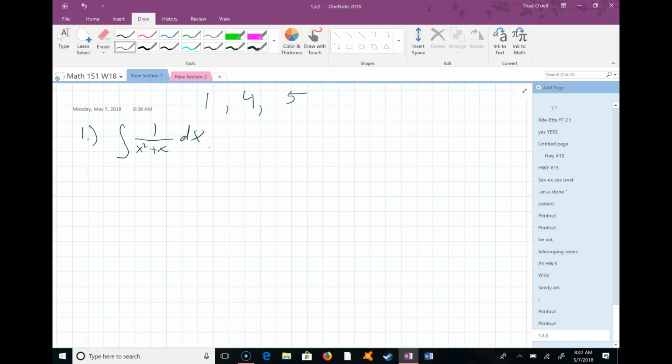So the idea here with partial fraction decomposition is that it's just another method for integrating. It's used exclusively for fractions. The name kind of gives that away. It has the name fraction in it, so you're going to use this when you see a fraction.